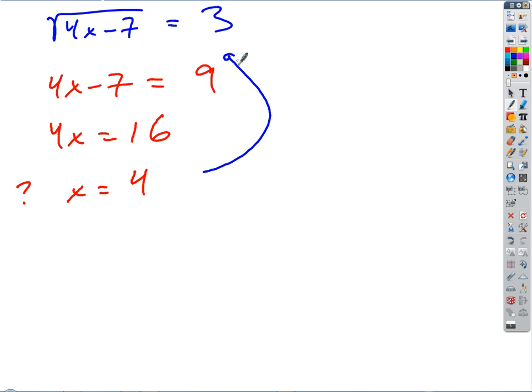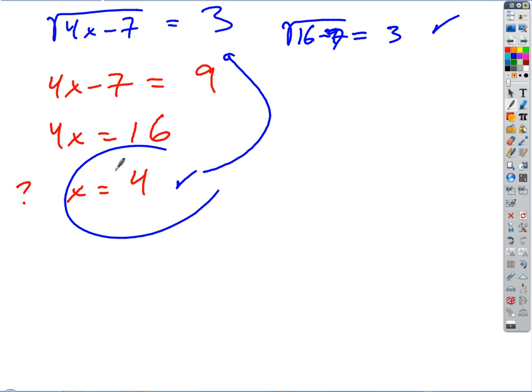When we get a plus or minus, it's if we're taking the square root of both sides of an equation to solve for x. So if I plug that back in, it checks, doesn't it? I end up with the square root of 4 times 4, 16 minus 7, which makes 9. Square root of 9 equals 3, check. It works. Okay, got it?